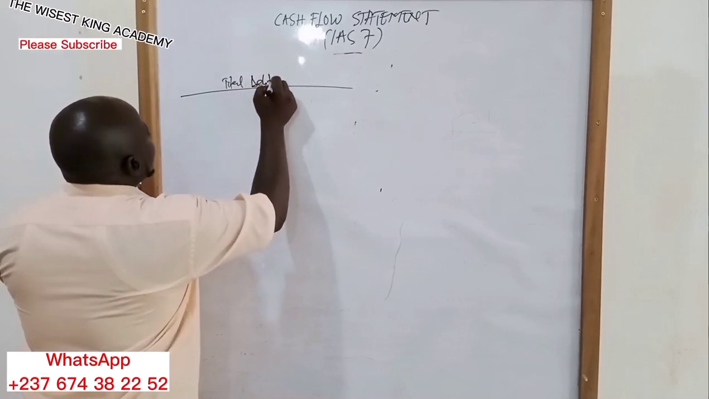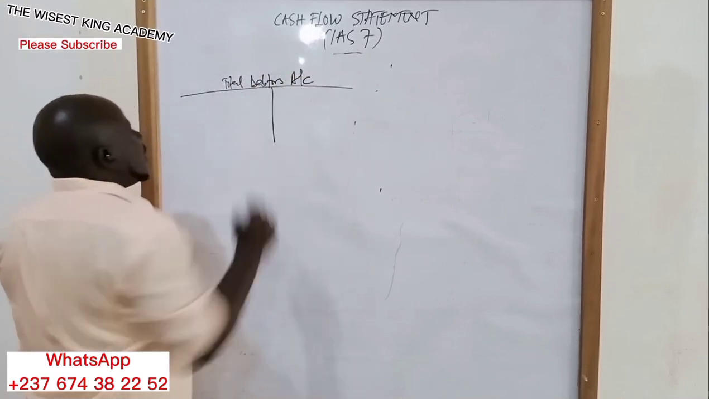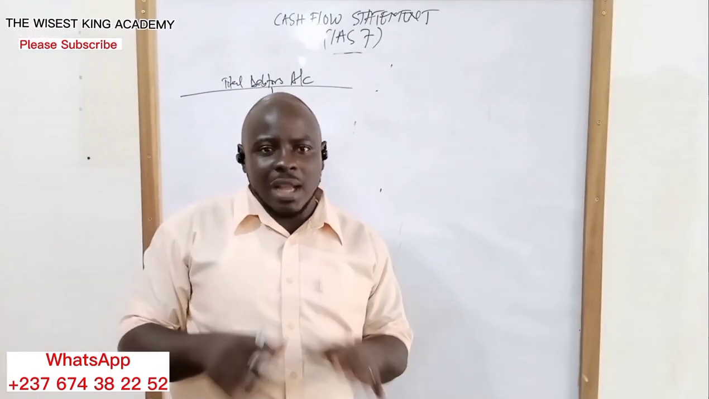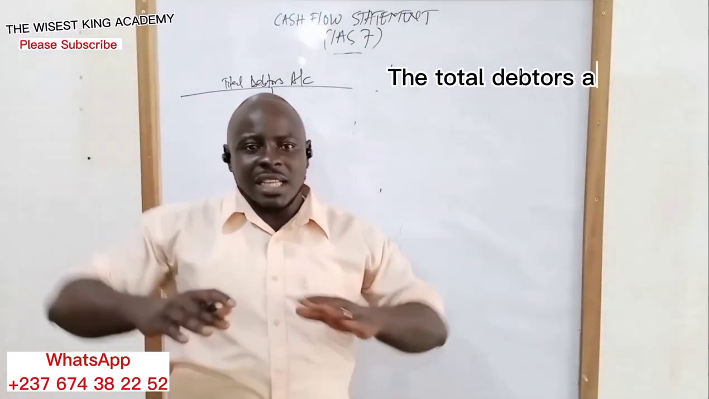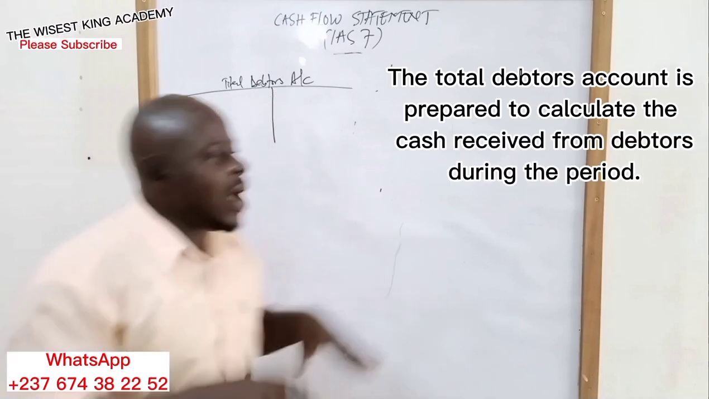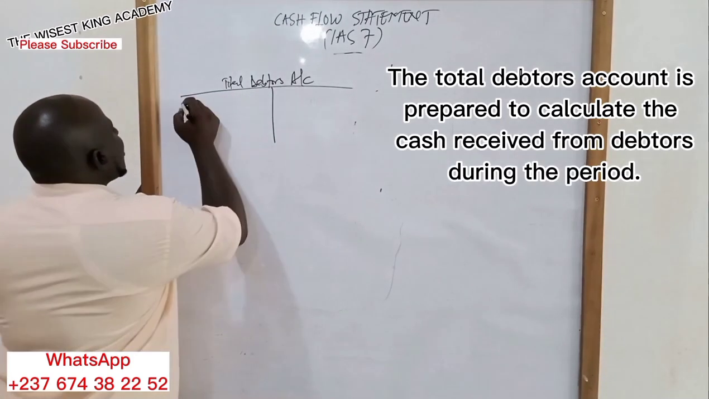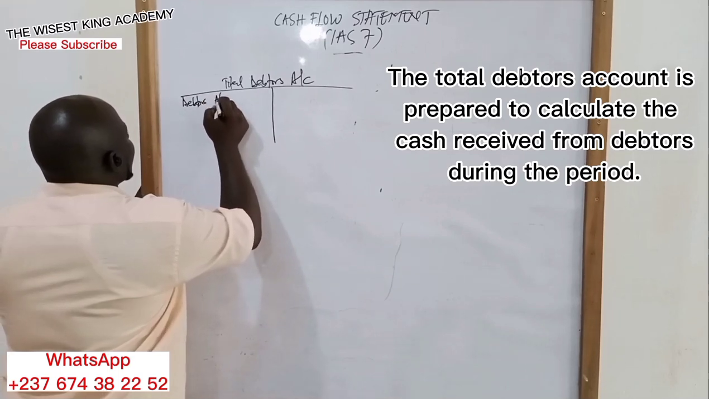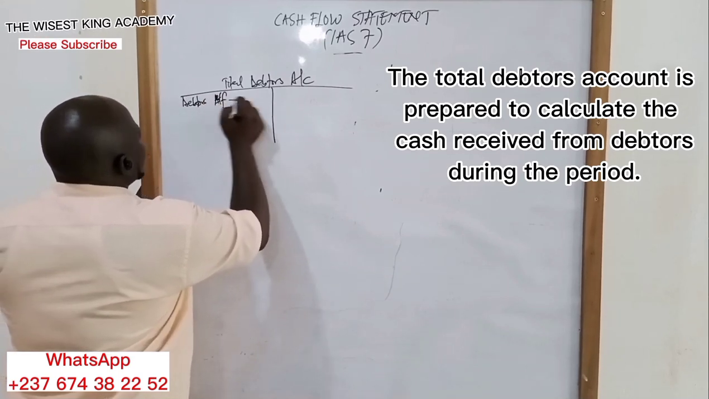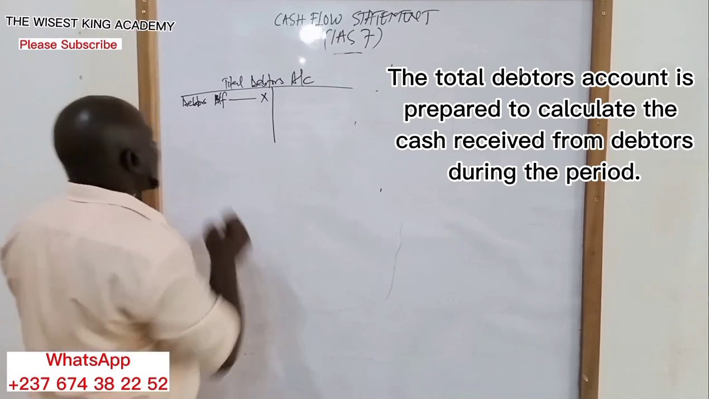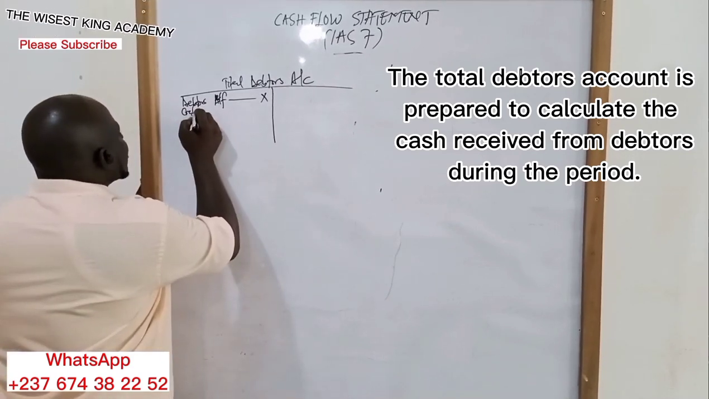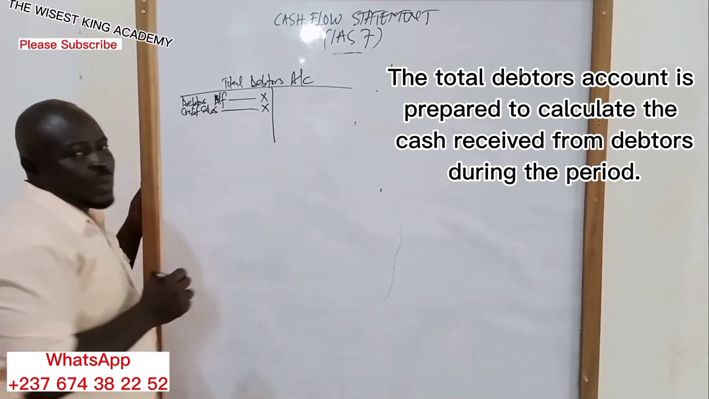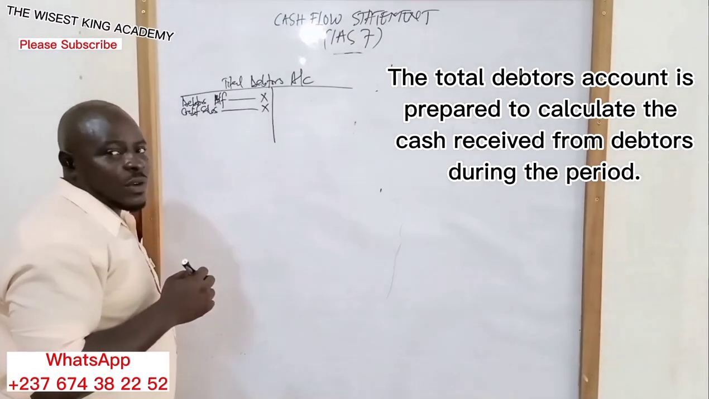Total debtors account. Now I'll say this. I'm going to make a complete lecture on control accounts where I'll explain it in detail. But for now, let's see how it works here. Now, here we have debtors brought forward. We have an amount. Now we have credit sales, or simply sales. This amount will be given in the income statement, of course.